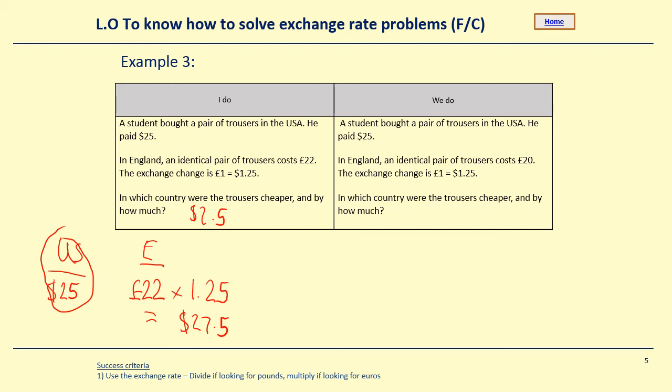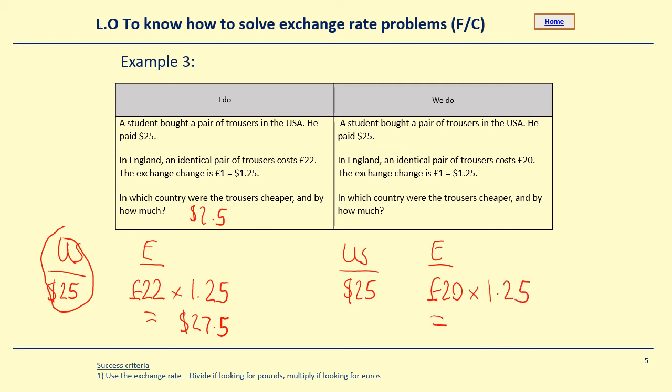Okay, so if you've gone through the we do now, so in the USA, he paid $25. Now in England, it says an identical pair of trousers costs £20. So £20, and again, we're looking for that foreign currency, so we need to multiply to get that. 20 times by 1.25.